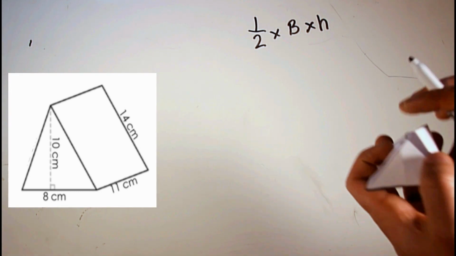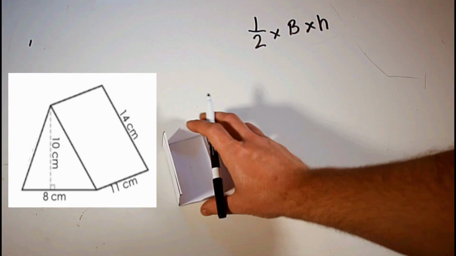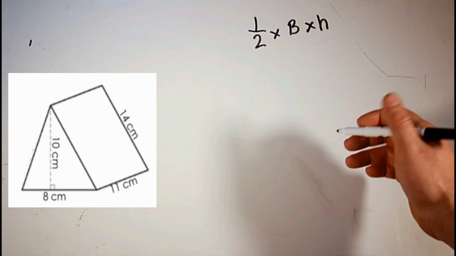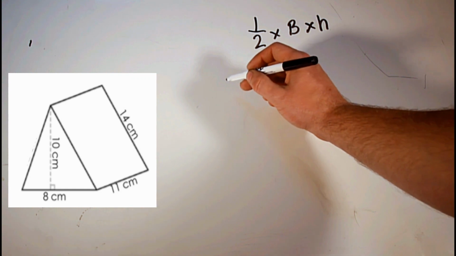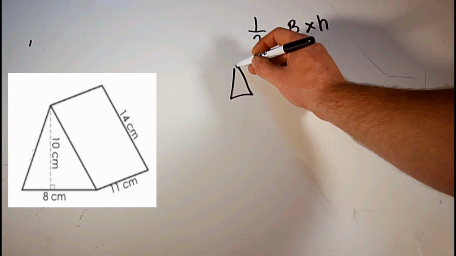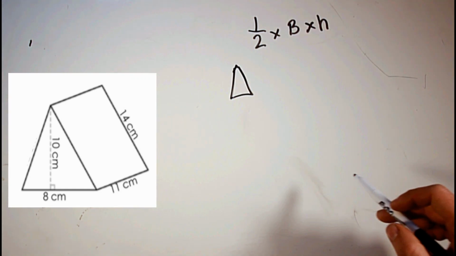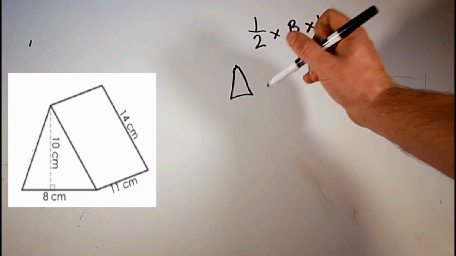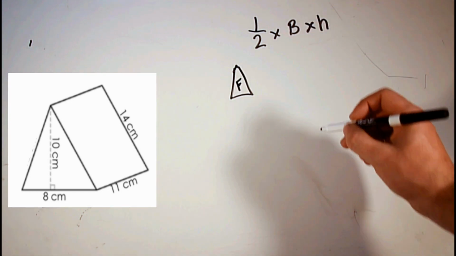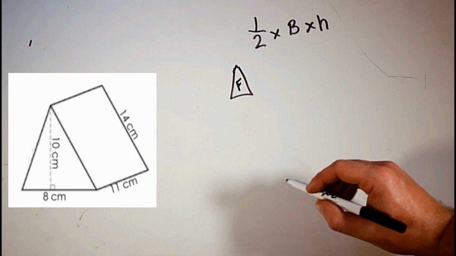All right, so that front face, that triangle. And here's a tip I would also suggest: draw the picture of what you're doing. So I'm using F for front.